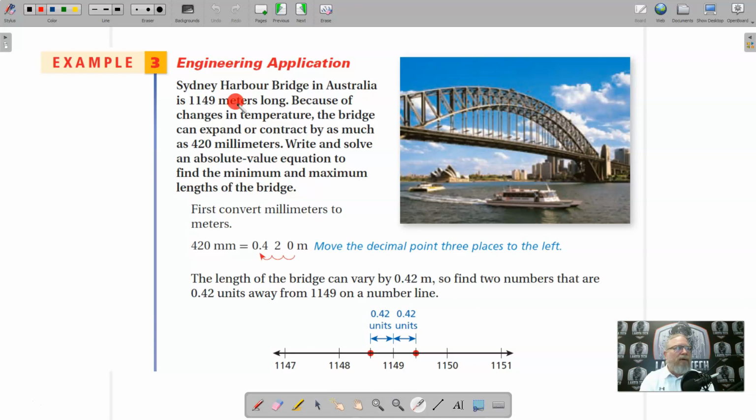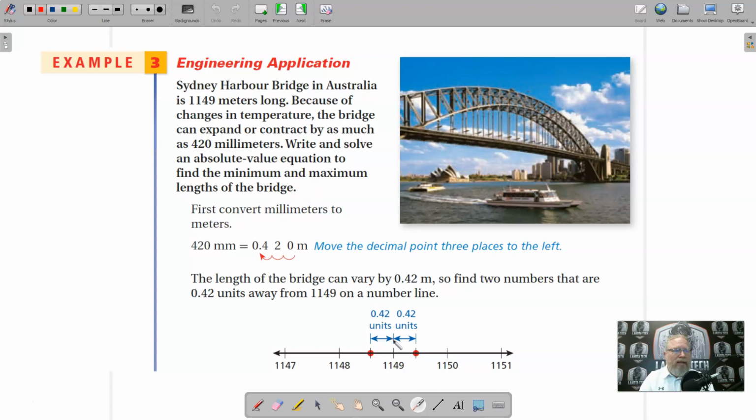Well, notice that the bridge length is in meters, but the amount that it can contract or expand is in millimeters. So our first step is to convert millimeters to meters. We move the decimal point 3 places to the left, and we end up with 0.42 meters equal to 420 millimeters. So the length of the bridge can vary by 0.42 meters. So find two numbers that are 0.42 units away from 1,149 on a number line.